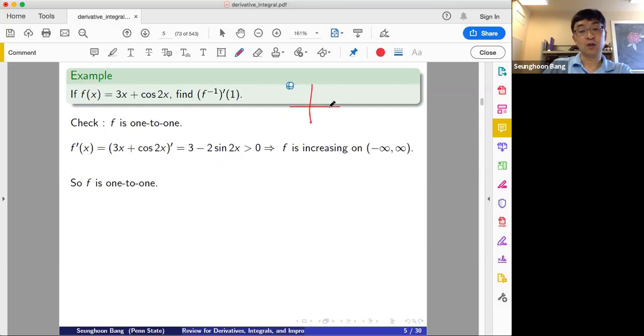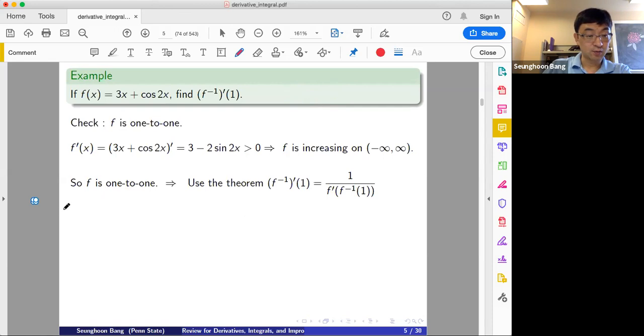Because the function f is an increasing function, you can draw a horizontal line and have only one intersection point. This is always one-to-one by the horizontal line test. You can use the theorem: the derivative of inverse f at 1 is 1 over f prime of inverse f of 1. So you can follow these steps.